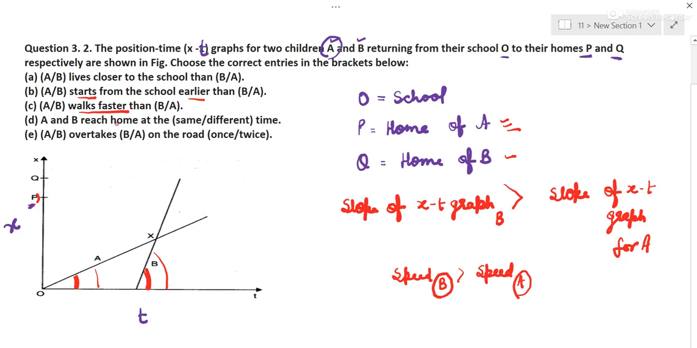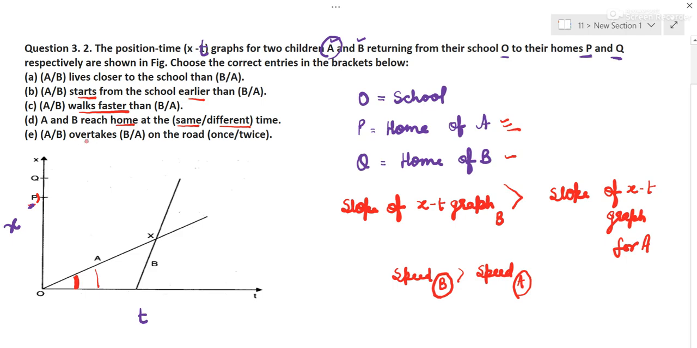Getting to the next, who reaches home first? Do they reach home at the same or different times? So you can see here, B is reaching at this time and A is reaching at this time. So A is reaching late. According to this graph, they are arriving at different times.